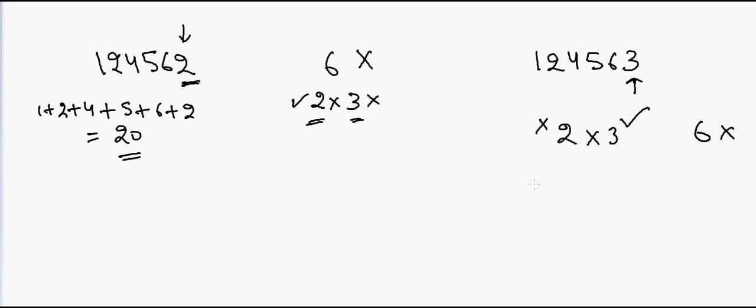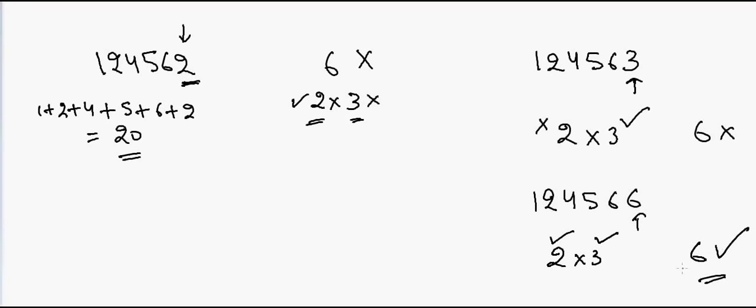Another modification we can make is to add another 6 here. So if I add 1 2 4 5 6 6, then this is even, and the sum will still be divisible by 3. So we'll have 2 into 3. It passes the test both for 2 and 3. So therefore it should be divisible by 6. So that's how we do the test for divisibility by 6.